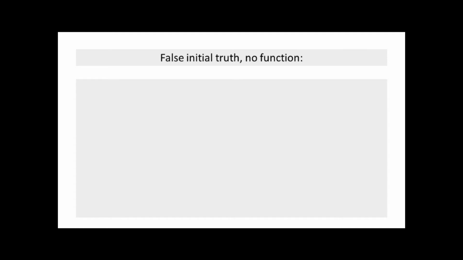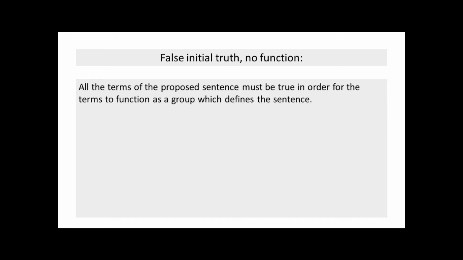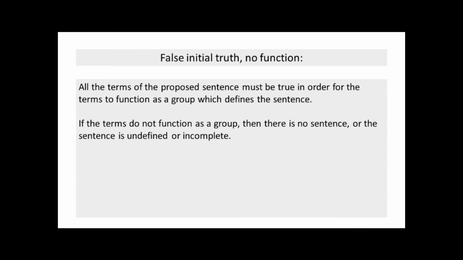Okay, so it should make sense that a false initial truth cannot function as a statement. All the terms of the proposed sentence must be true in order for the terms to function as a group which defines the sentence. If the terms do not function as a group, then there is no sentence, or the sentence is undefined or incomplete. This is not necessarily the same thing as a sentence being false.